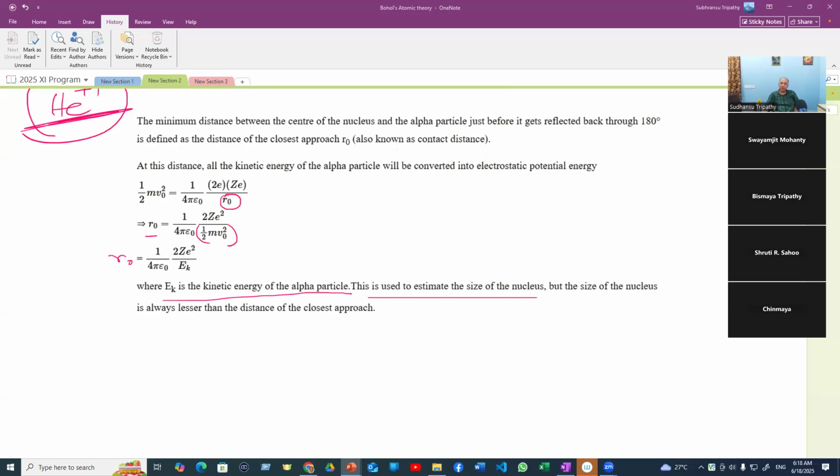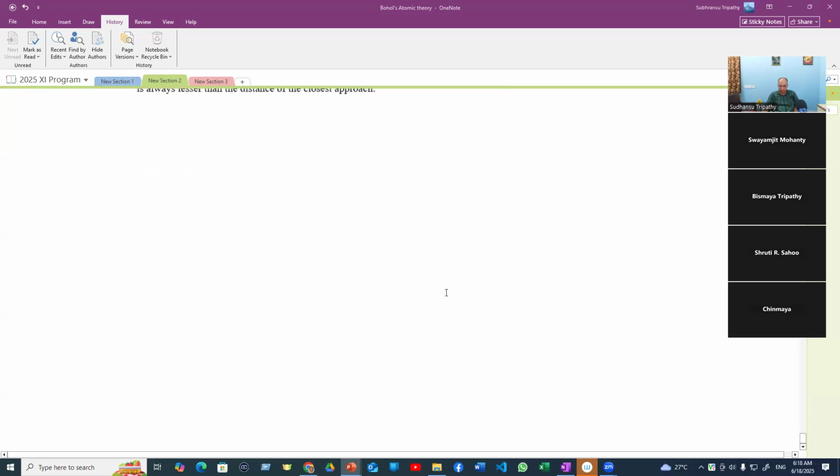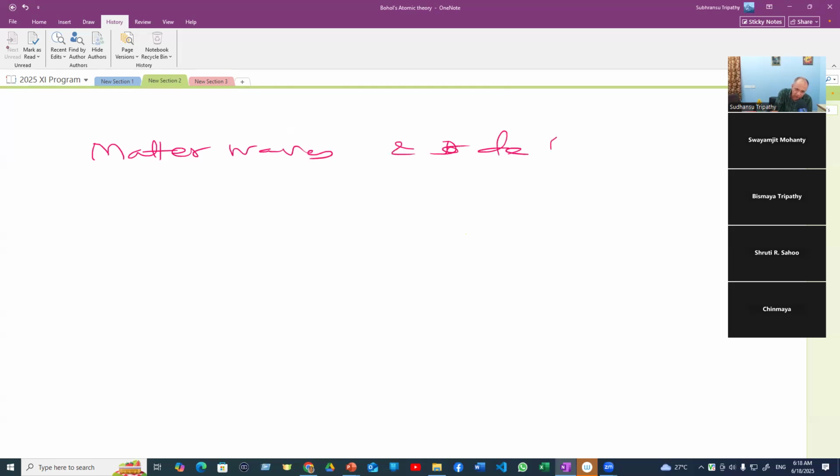Okay. With this, we will now go for matter waves. Matter waves and the de Broglie equation.